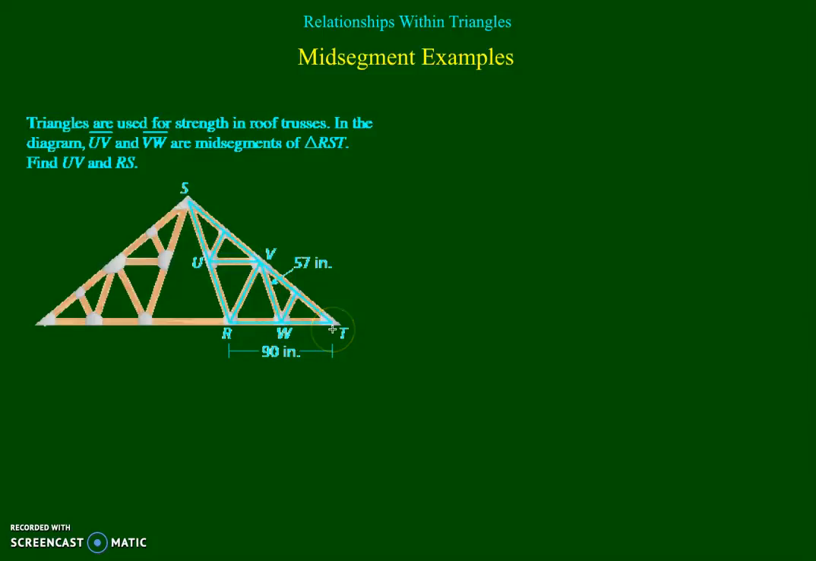So we know then that SR, or RS, has to be 57 times 2, which is 114. And since RT is 90 and UV is a mid-segment, this piece has to be half this piece. So we know that UV equals 45, or 90 divided by 2. So once you get the idea of the mid-segments down, these examples are really pretty trivial to execute. So now let's move on to the next section.